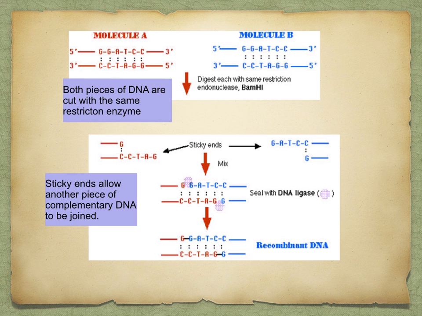So if you have molecule A and molecule B, you digest them with restriction endonucleases, or the same restriction endonuclease is used. This will prepare the gene of one and it can be inserted into another piece of DNA because their sticky ends are complementary. And when you join this gene with the other DNA, we call this recombinant DNA.